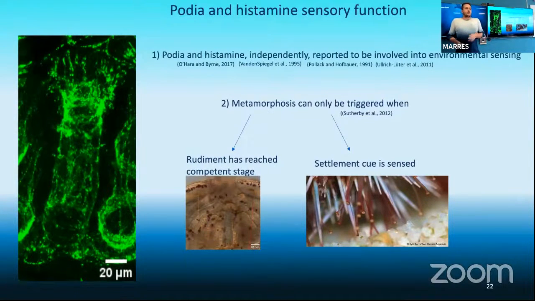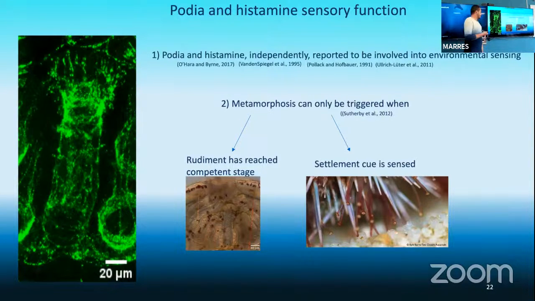So the settlement cues are the environmental factors that will trigger the metamorphosis, with the podia touching the substrate. Therefore, the fact that histamine in podia has been independently reported to be involved in the haptic sensing, and we found at the competence stage this condensed histaminergic nervous system could corroborate the podia sensory function.